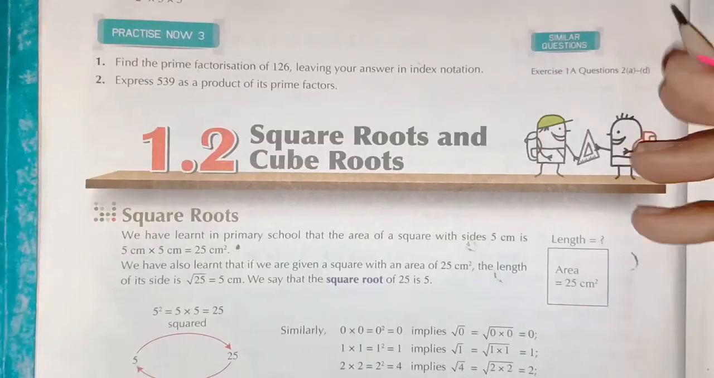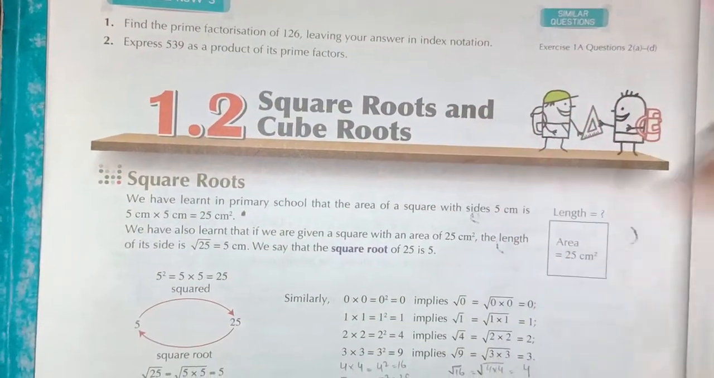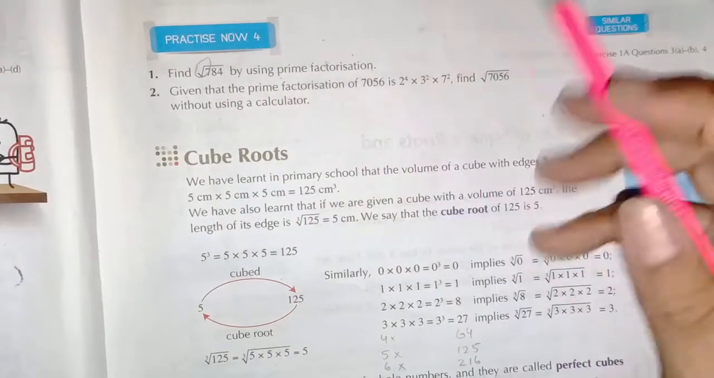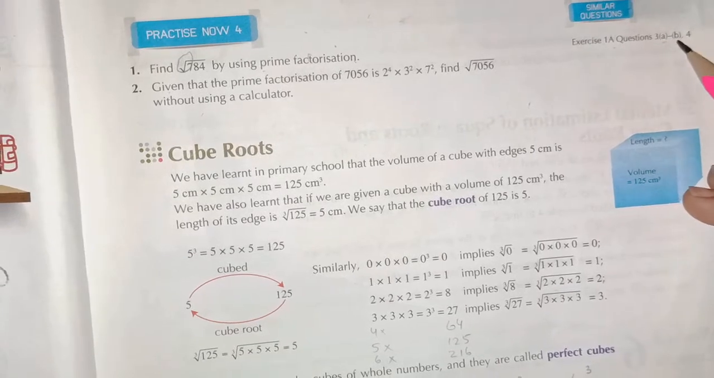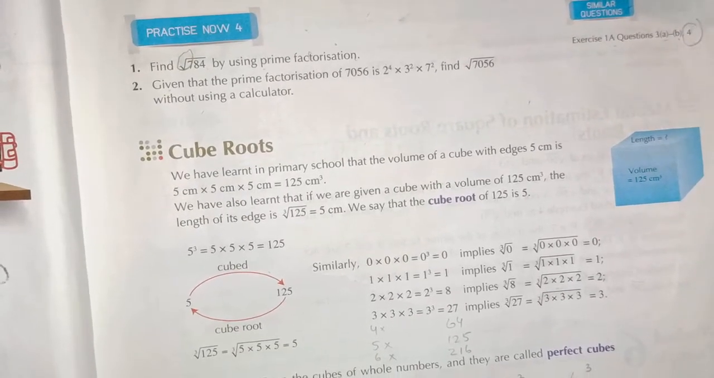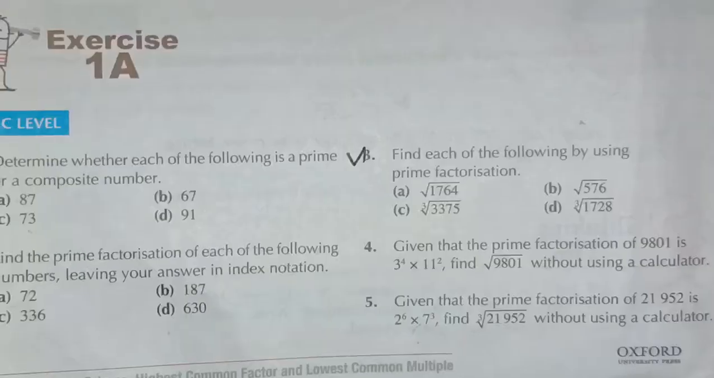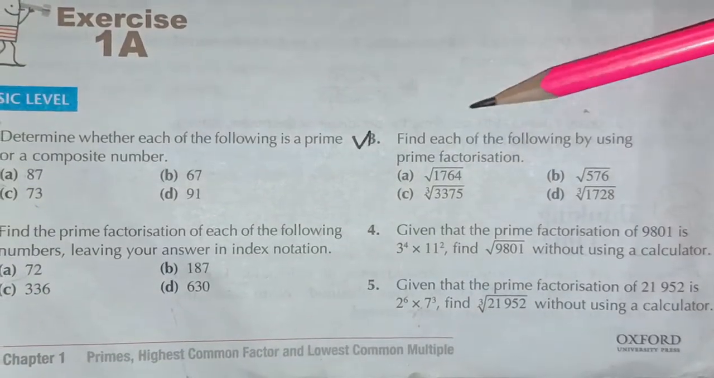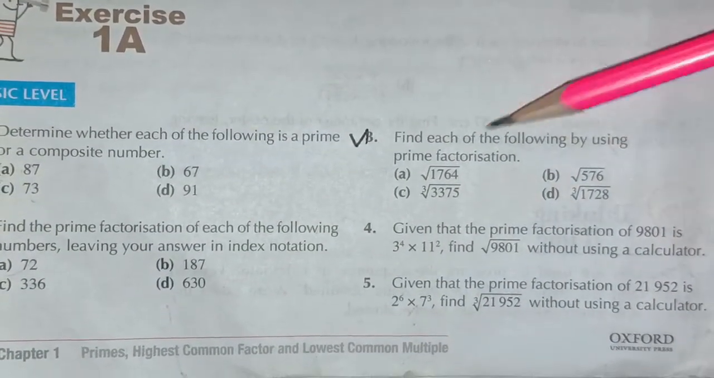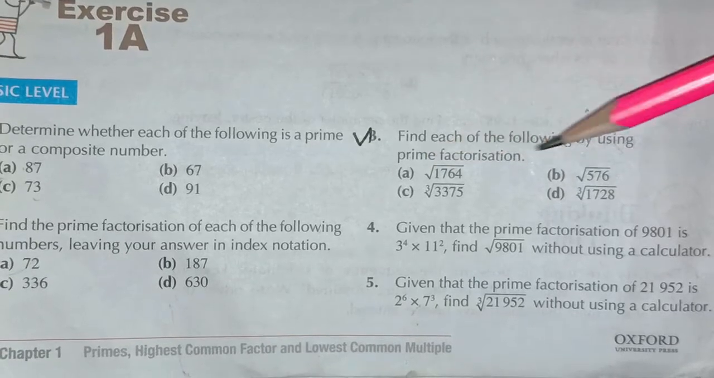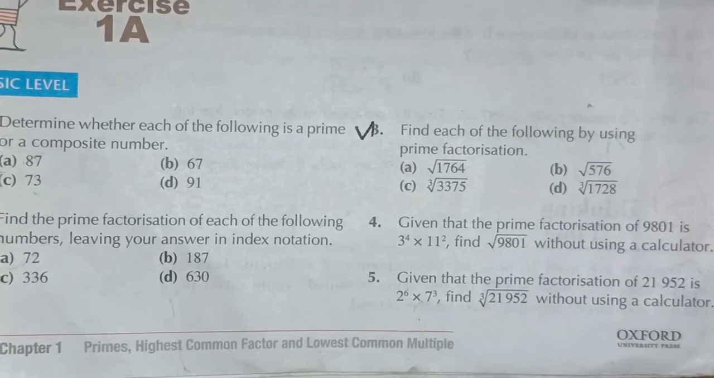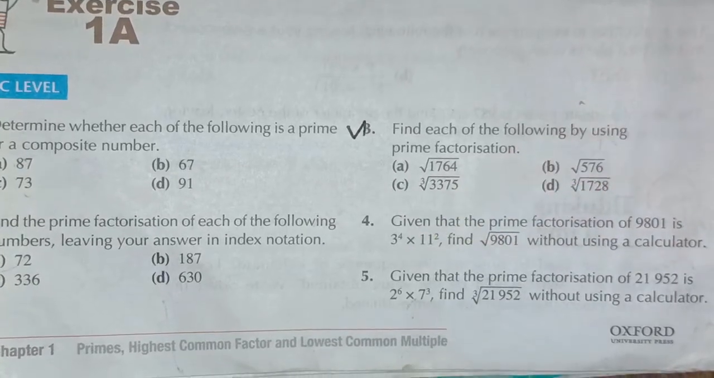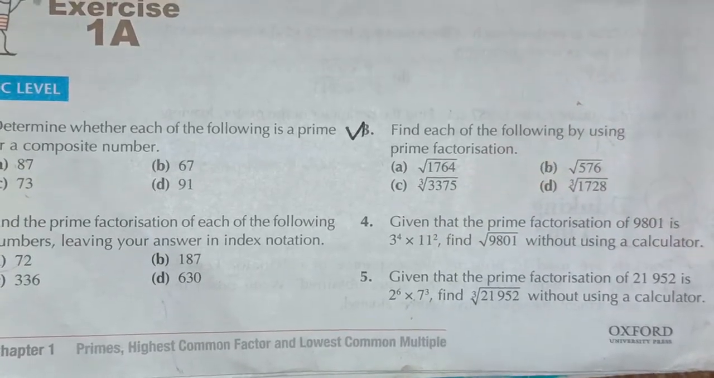Now we have similar questions to this practice in exercise 1A, question 3A, B and question 4. So let's see. Here we have question number 3. Find each of the following by using prime factors. Question A and B, because these two questions are similar to practice 4. And then question number 4 is also similar to practice 4.